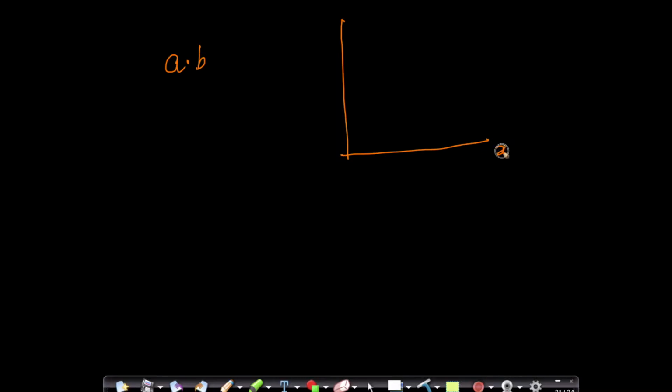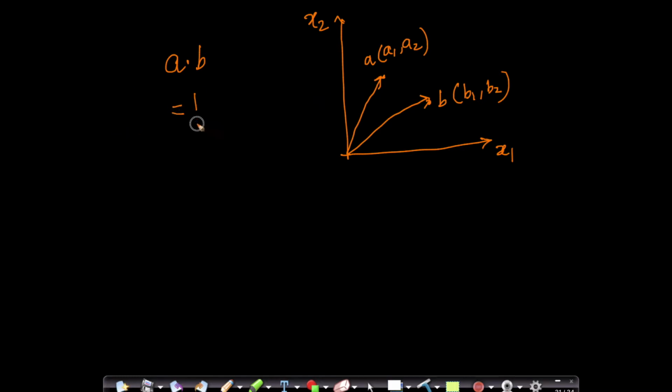So let's assume we have a two-dimensional space. Let's assume I have a vector A and a vector B. Of course, A has two components, A1 and A2, and B also has two components, B1 and B2. This is your vector A, this is your vector B. Now, what does A dot B represent geometrically? A dot B can be written as, I'll explain what each of them means.